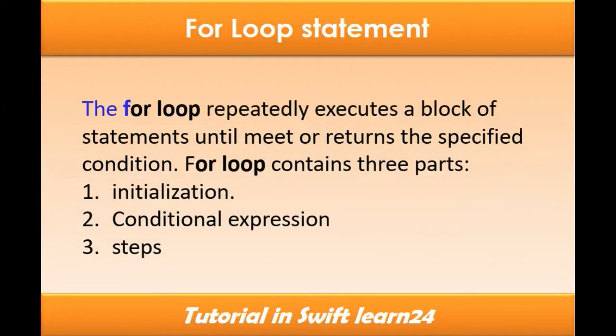A for loop repeatedly executes a block of statements until the specified condition is met. A for loop contains three parts: initialization, conditional expression, and steps. We'll define it later.